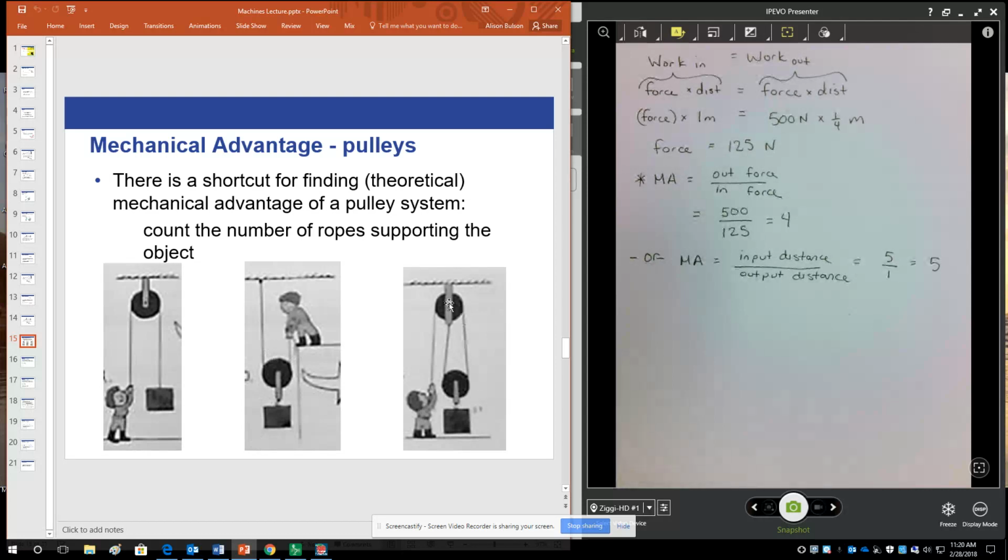In the block and tackle system shown on the right, we have a combination of a single fixed pulley, which does not change the force, and a single movable pulley, which changes the force by a factor of 2. So again, we only have 2 supporting ropes here. The third rope just loops over the top to be held by this person. The mechanical advantage of this system is only 2.